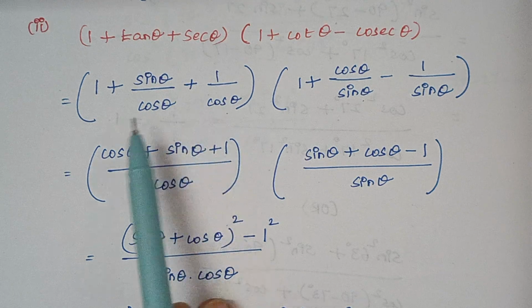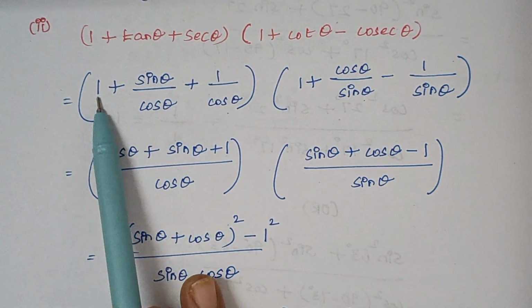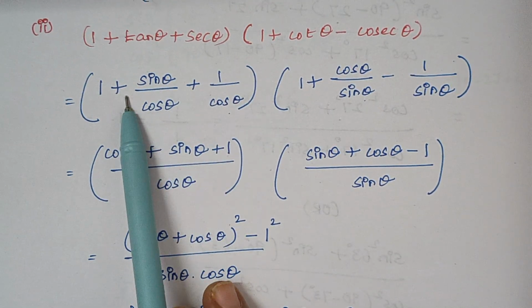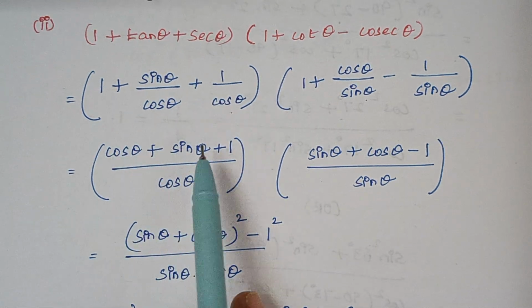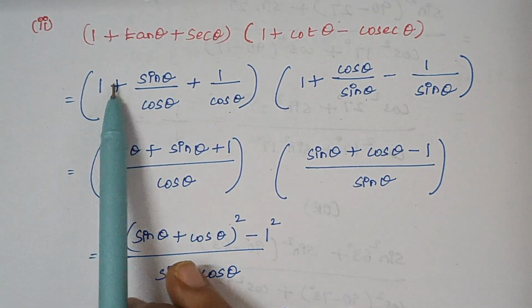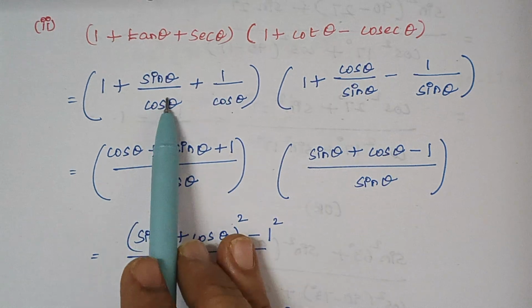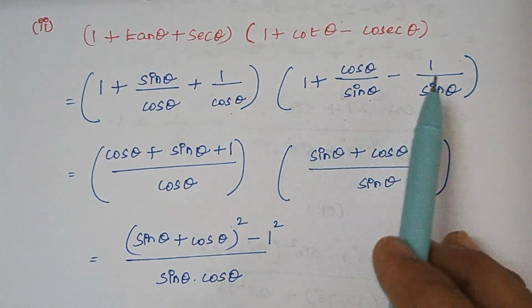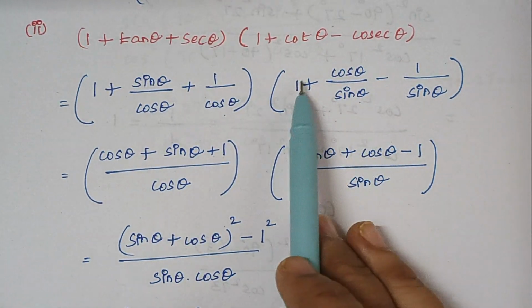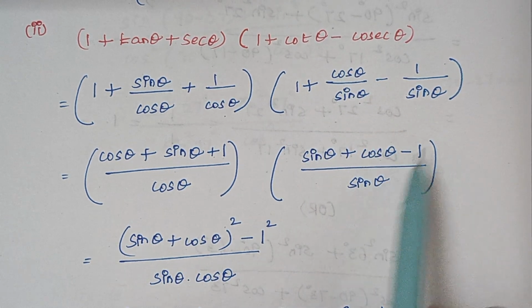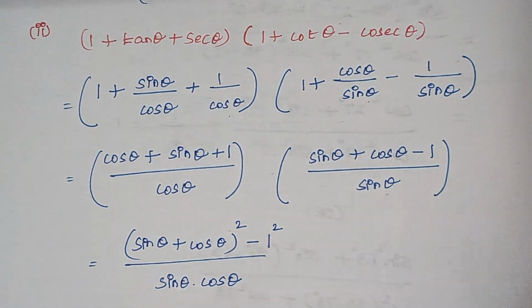So the next step is we are going to take LCM because these three terms are with a plus sign here. So once you take LCM, what happens? 1 into cos theta becomes cos theta, plus sin theta plus 1. And here also 1 into sin theta is sin theta plus cos theta minus 1. The whole thing divided by sin theta.